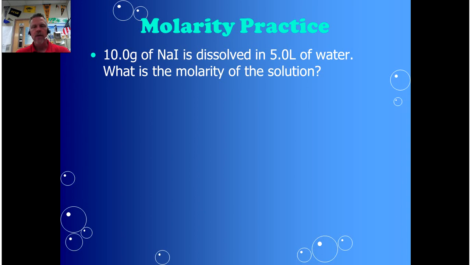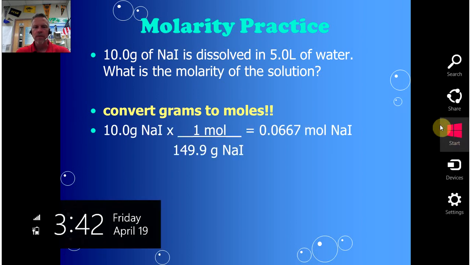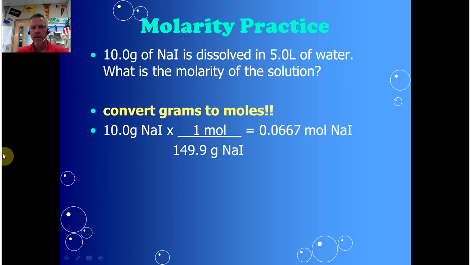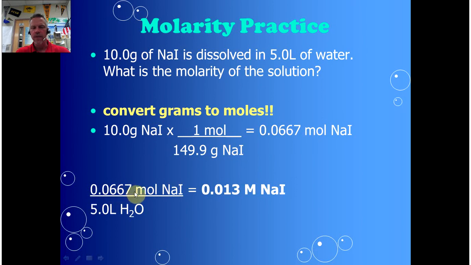Okay, we're back. So here's how we do this. The first step is to make sure you convert these grams to moles, right? That's important. We have 10 grams of sodium iodide right here, and we use the molar mass, 149.9 grams per mole, to convert this to moles of sodium iodide. All right, and then to find the molarity, we put moles over liters, so 0.0667 moles of sodium iodide over 5 liters of water, which, if you do the math, should convert to 0.013 molar sodium iodide. I hope that's the answer you got. That's the answer I got.